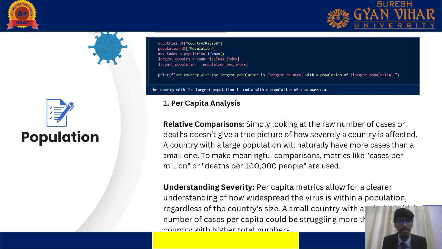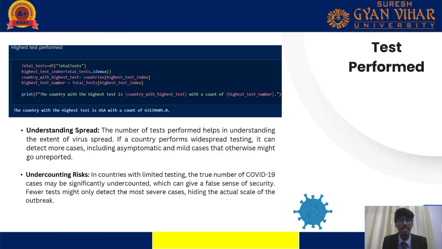First we will find the population, like which country has the highest population. According to our data set, the country with the largest population is India with a given figure. We need the population to analyze further in our data set. If you don't know the population, how will we find other factors like survival rate and mortality rate? The next is tests performed.